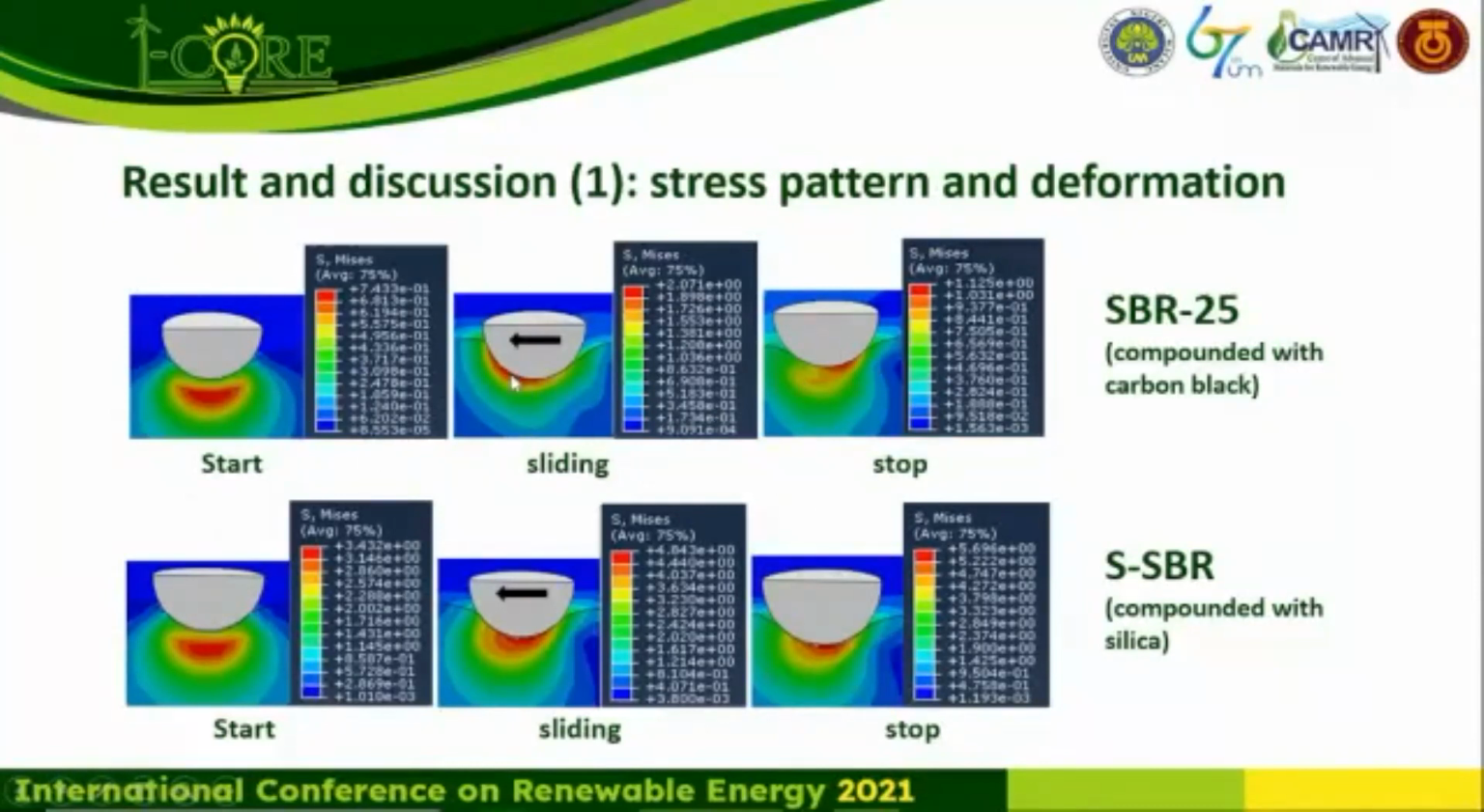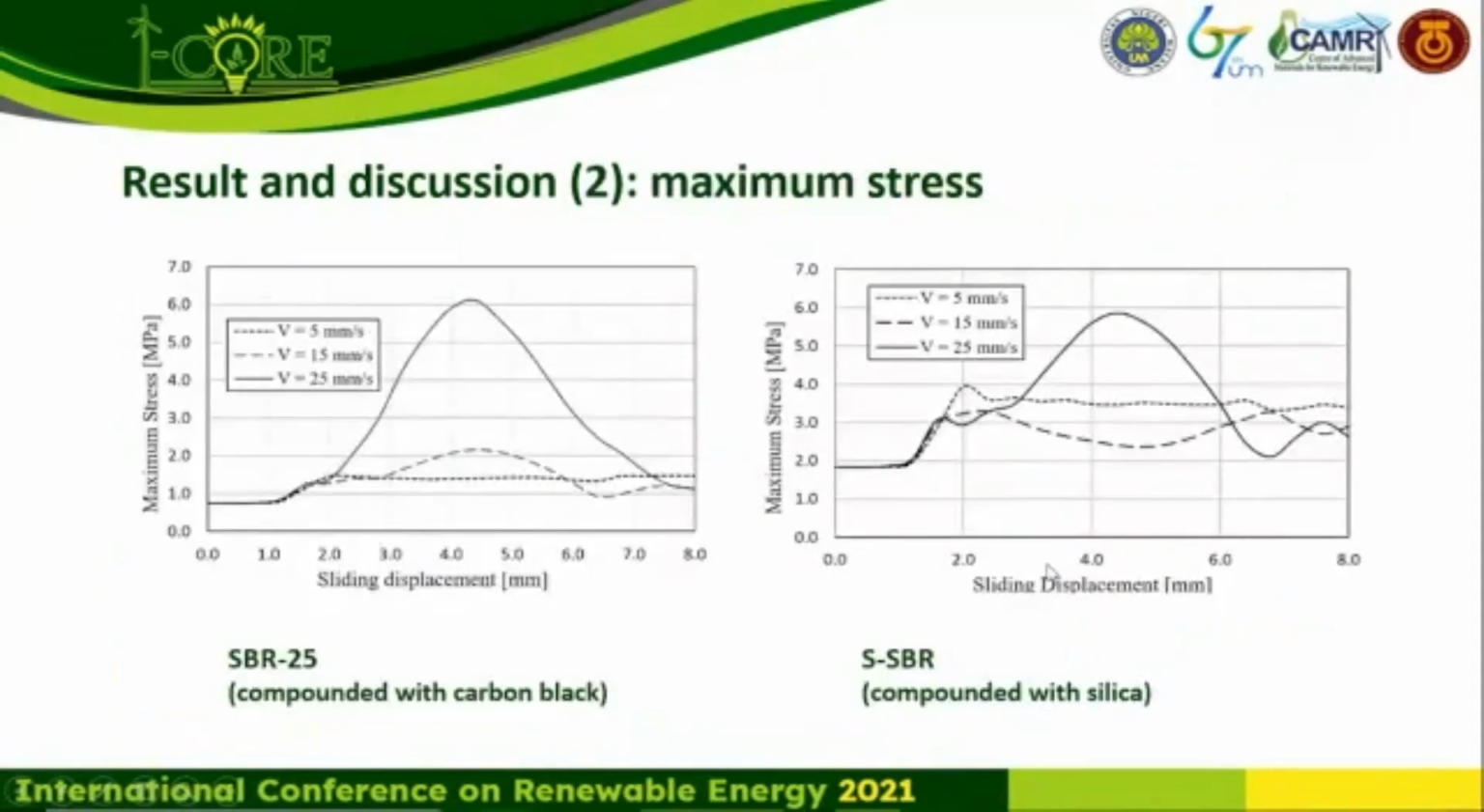So we see that the maximum stress is around below the indented front side, or leading edge, of the indented surface. The upper side represents the rubber compounded with carbon black, and the bottom side is rubber compounded with silica. There's the maximum stress in the vertical axis, maximum stress in MPa.